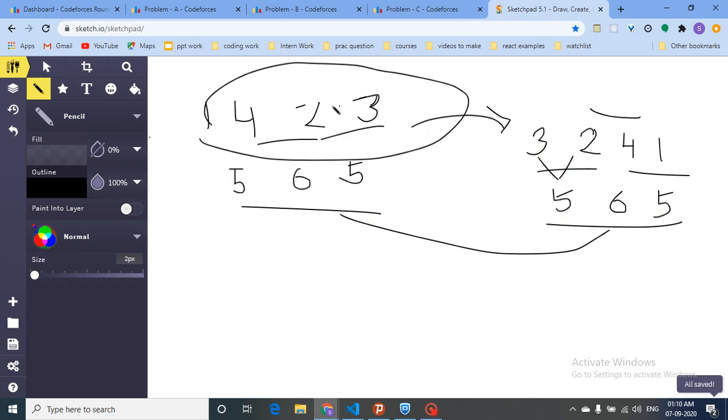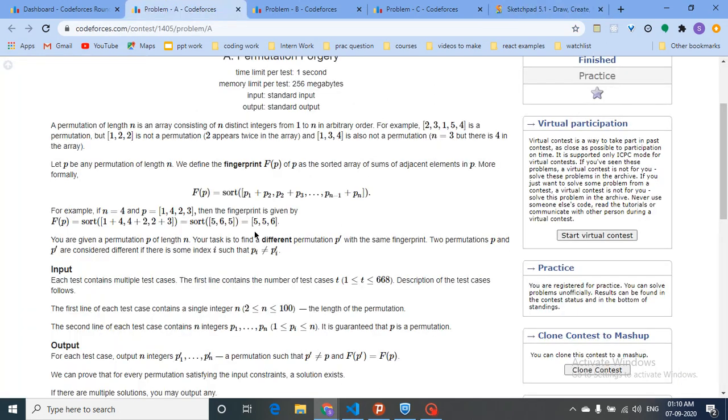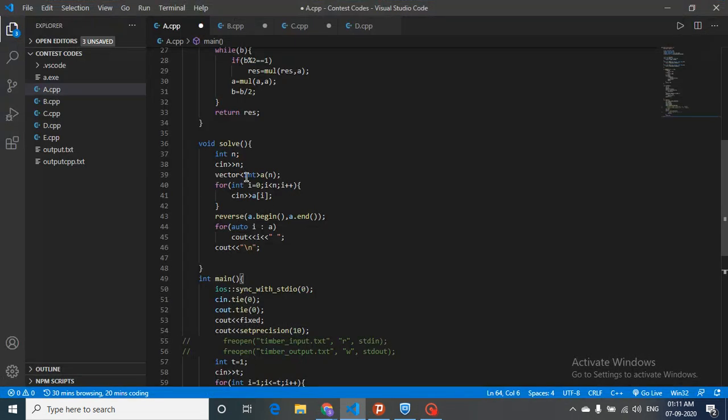You don't actually have to sort them, you just have to reverse the given array, because that will not change the relative position of every two numbers. After reversing, the fingerprint of both of these permutations will be the same. So that's the logic, very simple. Just take input of all the n numbers, reverse them, and print them out again. That's the logic for the first question.